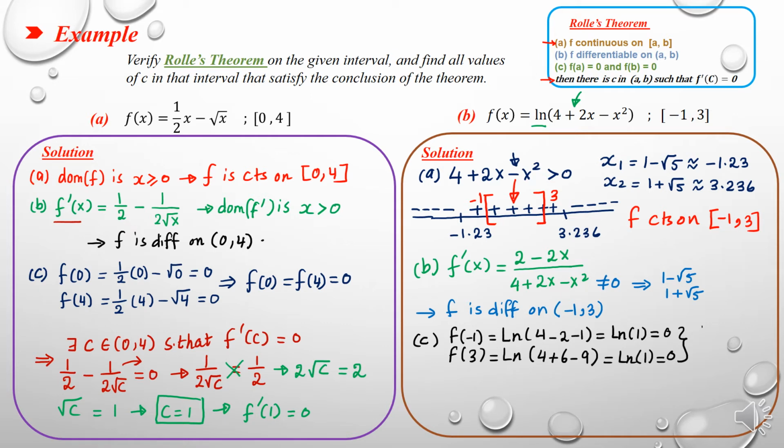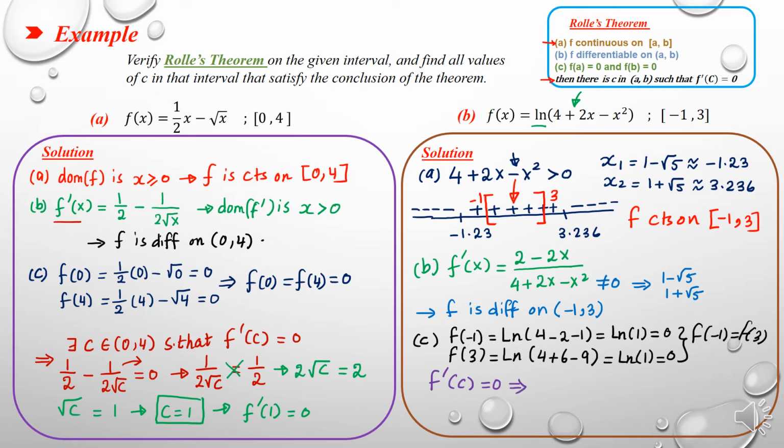So what is the conclusion here? The conclusion is f of negative 1 equals f of 3. So the third condition is also satisfied for Rolle's theorem. Now you have to find c. Then there exists c in the open interval from negative 1 to 3 such that f prime of c equals 0. So we can find such a number that f prime of c equals 0.